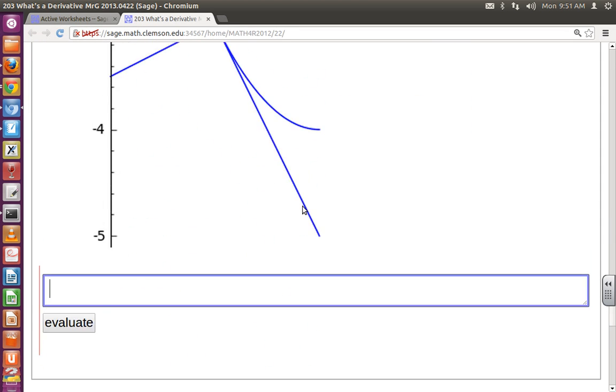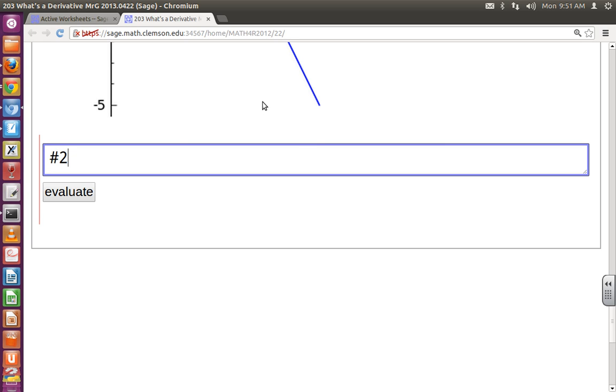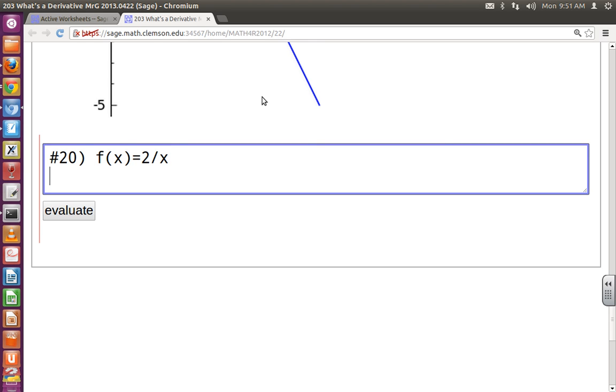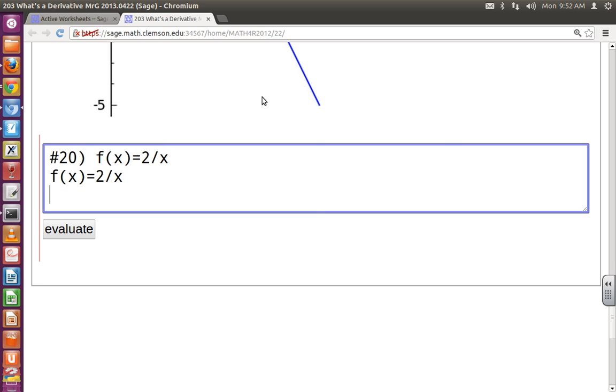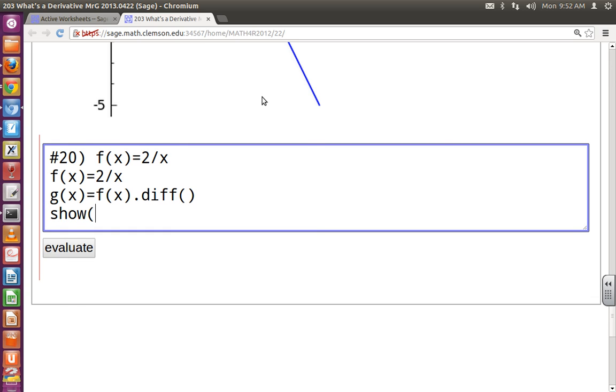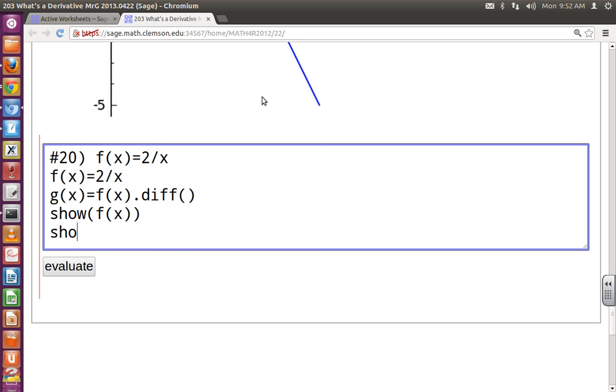All right, so number 20 says f of x is 2 over x, right? So I'm going to let f of x equal that. Let g of x equal the derivative. Remember how you get derivatives? F of x dot, how does Sage do derivatives for you? Dot diff, the differentiation. All right, let's show f and show g.